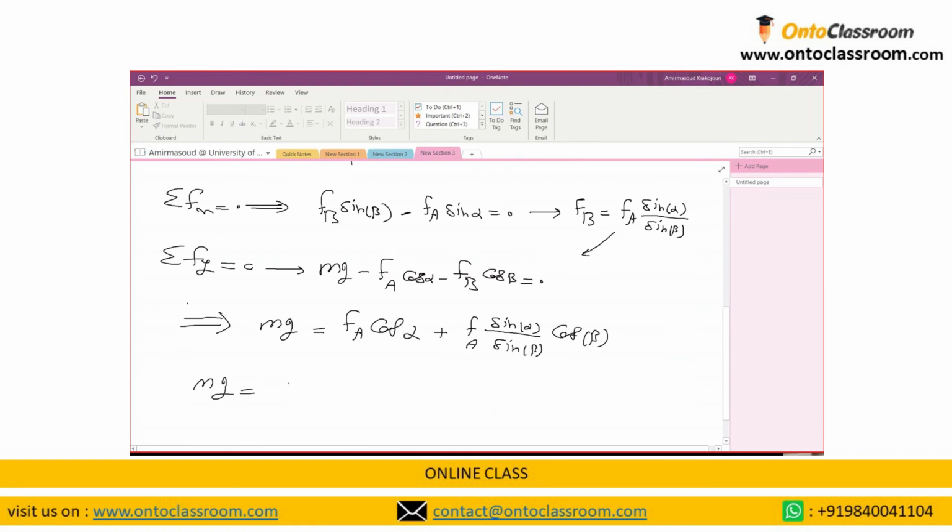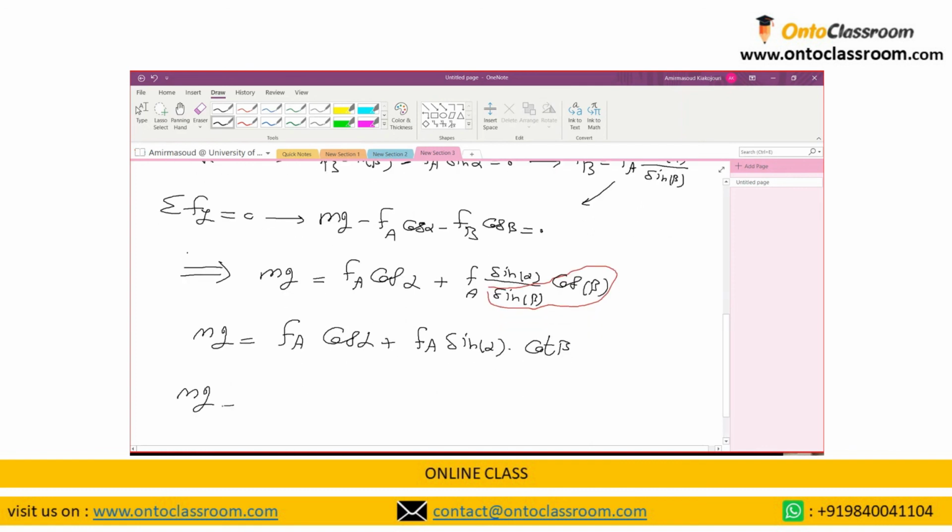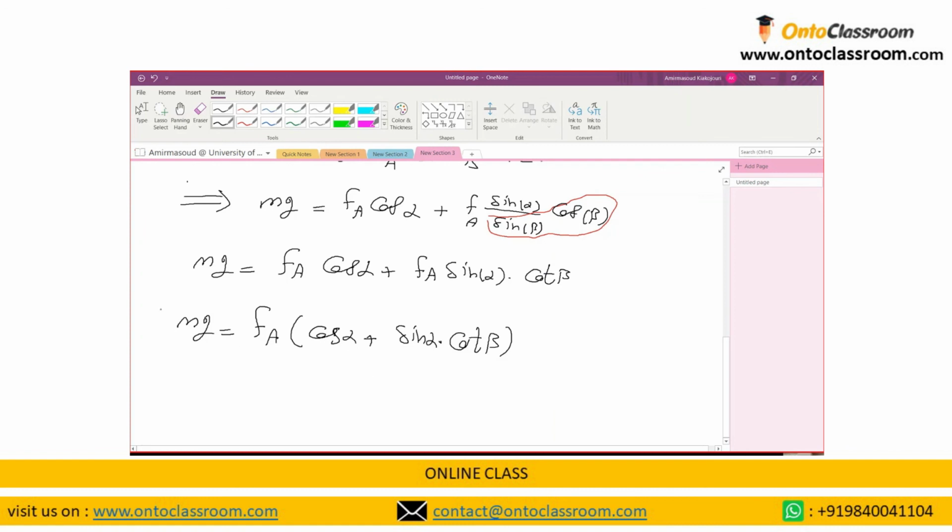So plus this term. From mathematics we know that cotangent of beta multiplied by, now if I simplify this term, this is our final equation.